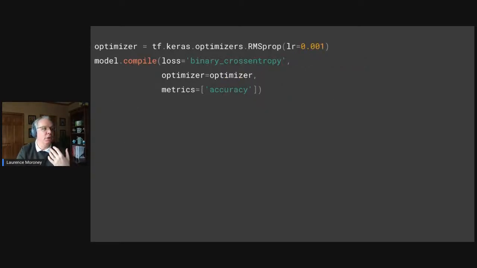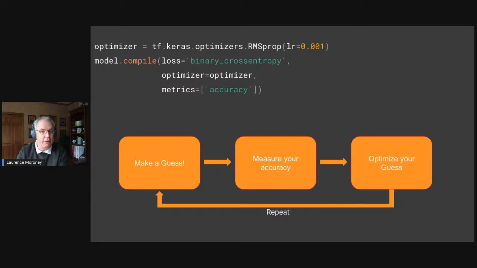And then next is what's called compiling your model. When you compile your model, you define what's called a loss function and an optimizer. This is where all of the heavy math takes place in machine learning. If you've ever started to try to learn machine learning and you see a lot of calculus and all that kind of thing, this is where that gets abstracted away from you. So going back to this diagram: make a guess, measure your accuracy, and optimize your guess.